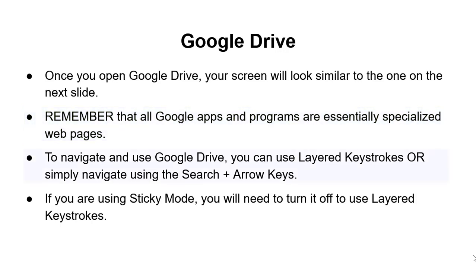To navigate and use Google Drive, you can use layered keystrokes, or you can navigate using the search and the arrow keys. If you're using sticky mode, you're going to need to turn it off when you use those layered keystrokes. That's just because your ChromeVox really doesn't know what to do with it. If it's turned on, it talks directly to ChromeVox, and ChromeVox doesn't necessarily understand why. So that's kind of where that's going.